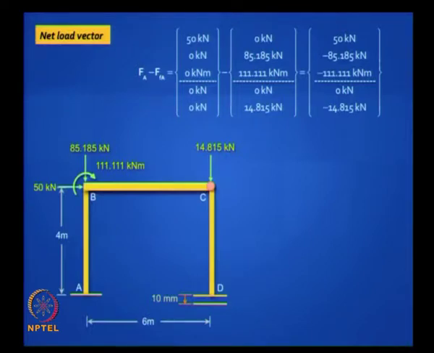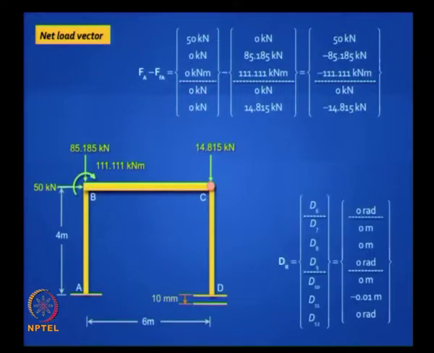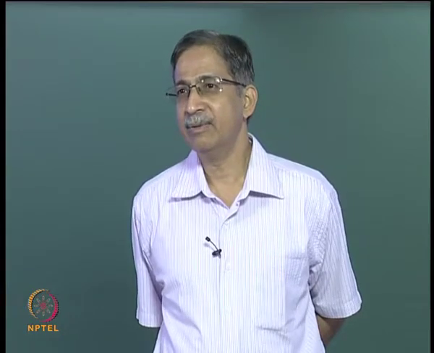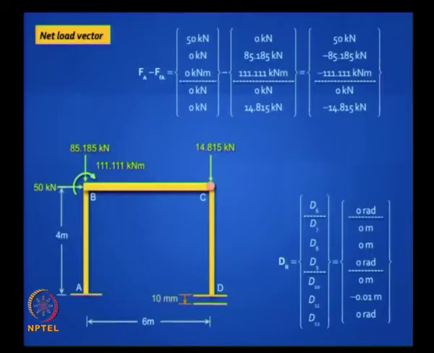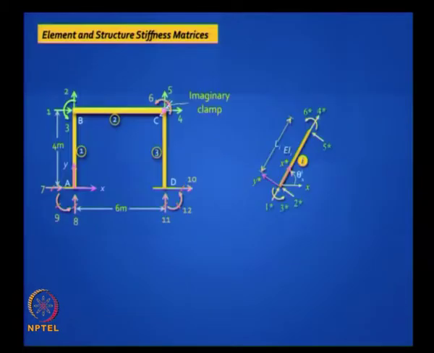And earlier we also had a moment applied at C, now that is released, there is no moment applied at C. And do not forget there is an indirect loading in this structure. You have dr coordinate 11, d11 will be minus 0.01 meters, because there is a support settlement of 10 mm at D, right, exactly as we had earlier. Then we need to generate the element and structure stiffness matrices.